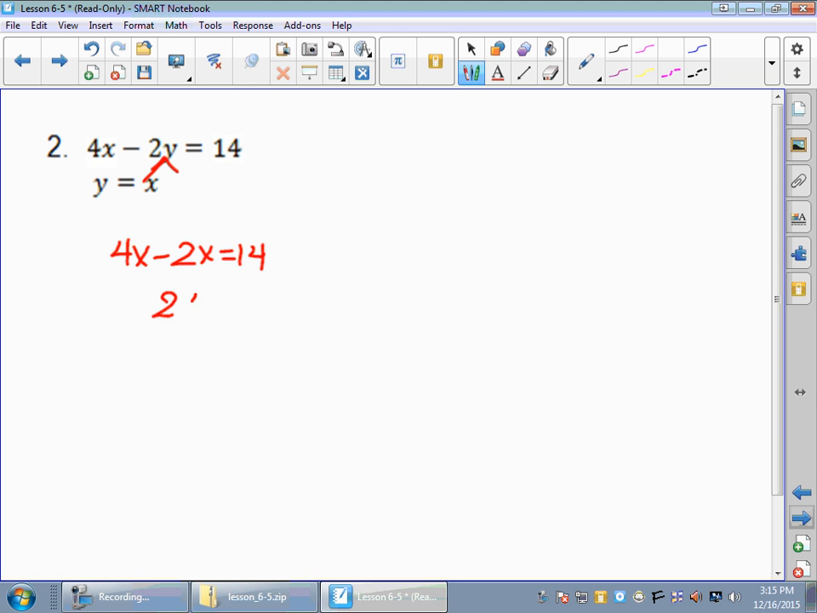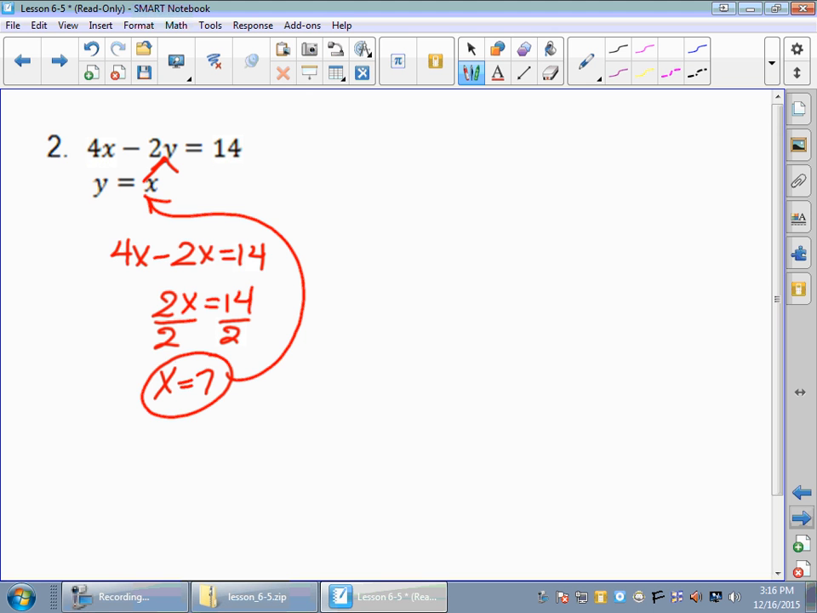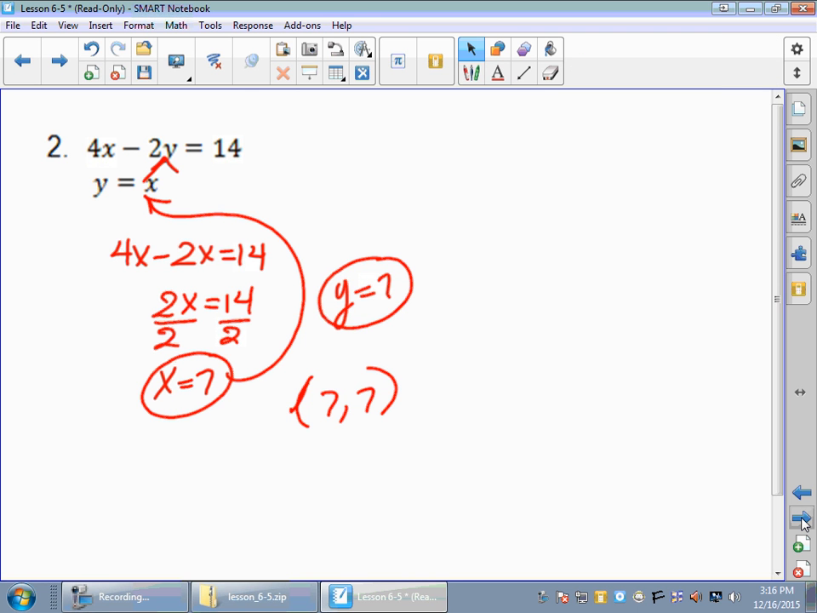That gives me 2x is equal to 14. Divide by 2, x is equal to 7. If x is equal to 7, I plug it into the other equation, and that means y is equal to 7. Pretty simple problem. So my answer is the ordered pair 7, 7. Sometimes the easy ones, we overthink them.